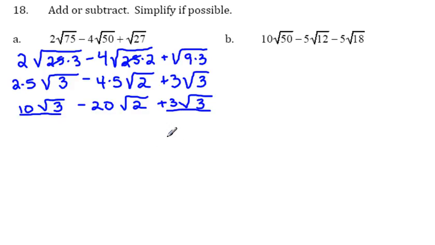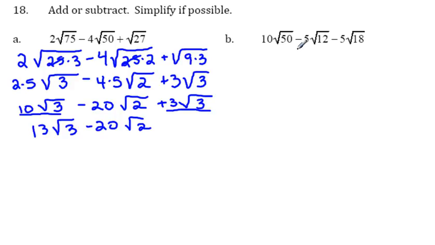They're both square roots, and the radicand is 3 on both of them. This one is not. While it does have the same index, it is a square root, the number under the radical sign, or the radicand, is not the same. So these two are like terms. I can just combine them. That gives me 13 times the square root of 3 minus 20 times the square root of 2, and that's simplified as far as I can go.